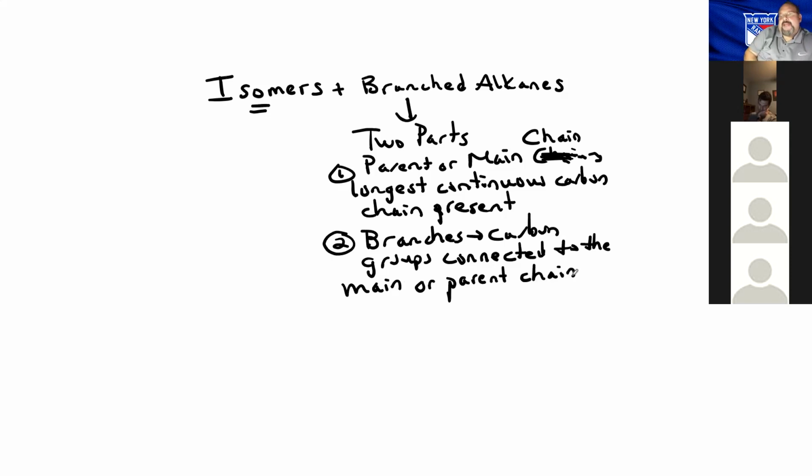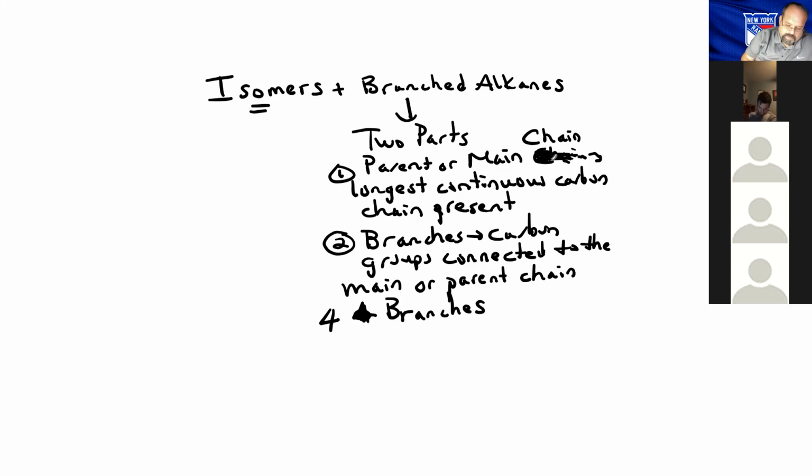Now you might not have had a chance yet to really focus in on branches. As you'll see, there are 4 branches that we need you to know in terms of carbon groups in this course. You'll come to know them as methyl, ethyl, propyl, and isopropyl. We'll spend some time in the near future talking about those as well. So you have 2 parts: your parent or main chain, which is the longest continuous carbon chain present, and then branches, which are carbon groups connected to the main or the parent chain.